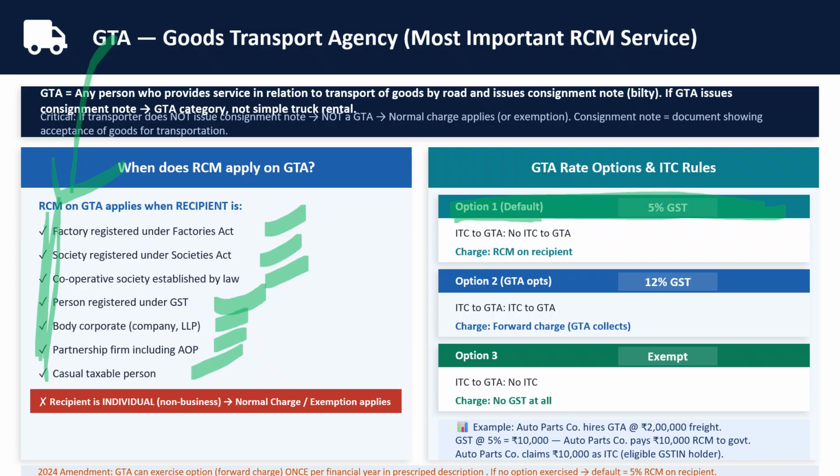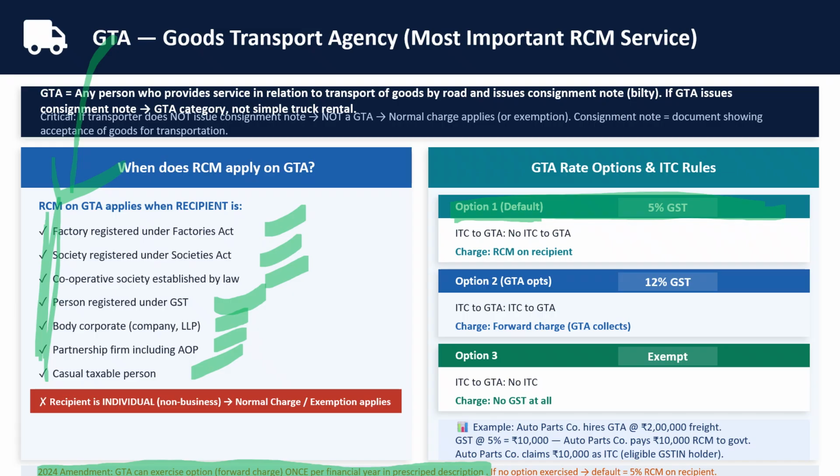Say suppose the transport agency is Navata Transport. Navata Transport opted for option one, that he doesn't want to pay GST on forward charge. He has to opt once every financial year, before the financial year starts, in a prescribed declaration, whether GTA will operate that year's business under the forward charge mechanism or the reverse charge mechanism. If GTA does not opt for the forward charge mechanism, all these service receivers have to pay GST under RCM.